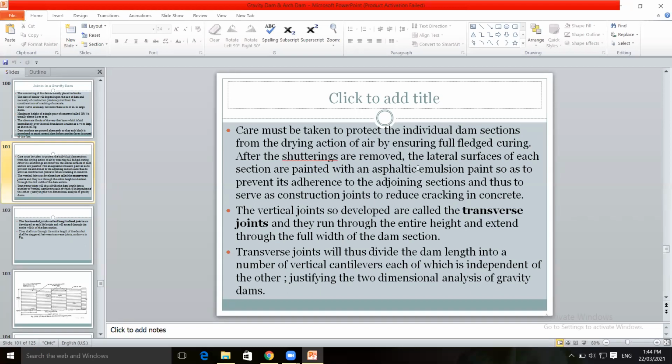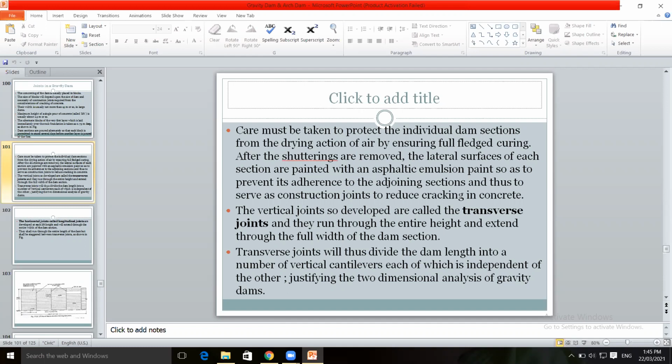After shuttering is removed, the lateral surface of each section is painted. The shutterings which are provided are removed, and the lateral surfaces of each section, while providing these joints, are painted with asphaltic emulsion paint, so as to prevent adherence to the adjoining sections, so that they will not stick to other sections.